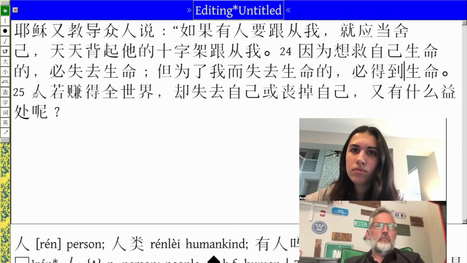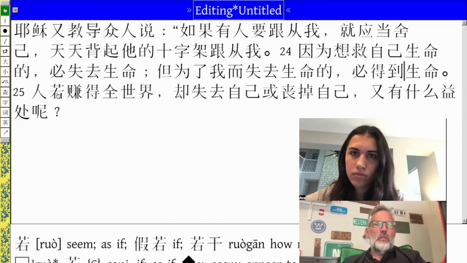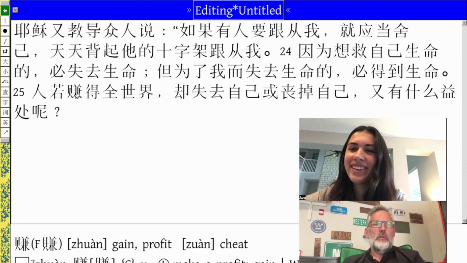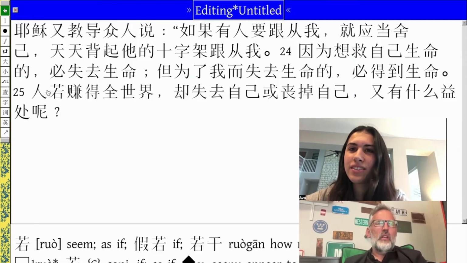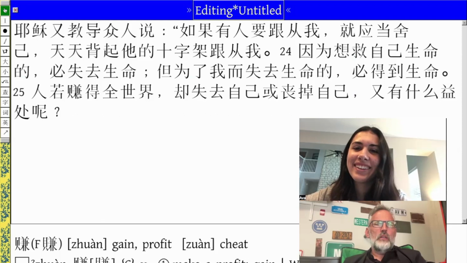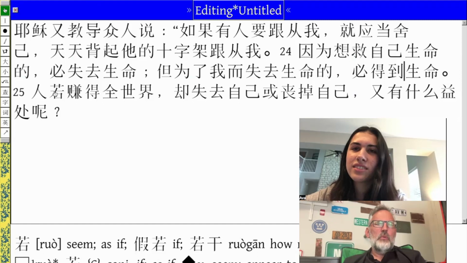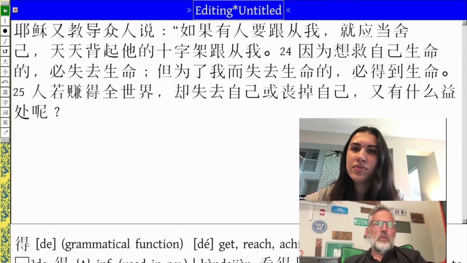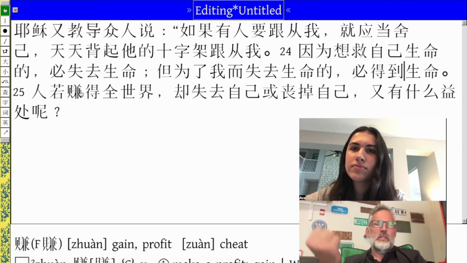Verse 25. 若. And this is again not the most colloquial kind of thing. And I can't say this sound. Ruo. Can you say it? Ruo. I mean, maybe I'm saying it right. I just don't feel confident. 赚得. 赚 is to gain. If people gain 赚得. So it doesn't put this together as one word, but it kind of functions like a word. So again, it has the getting.